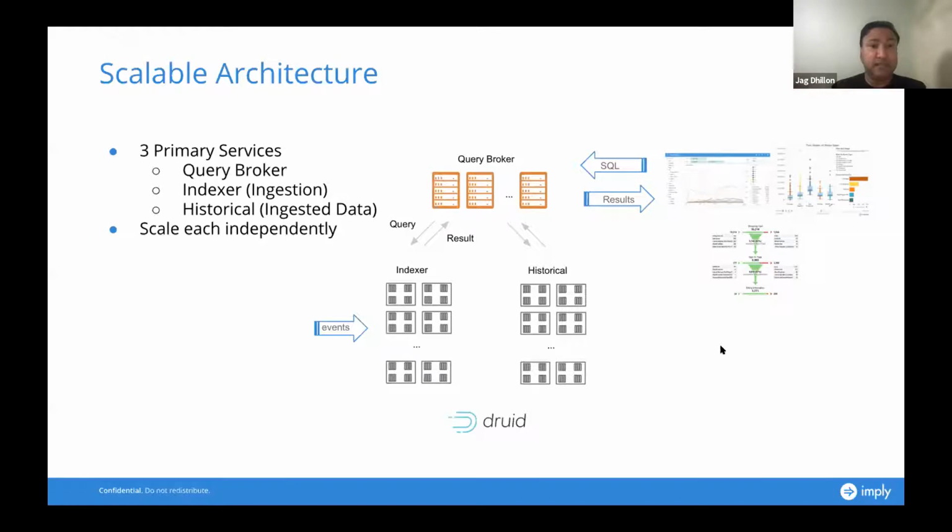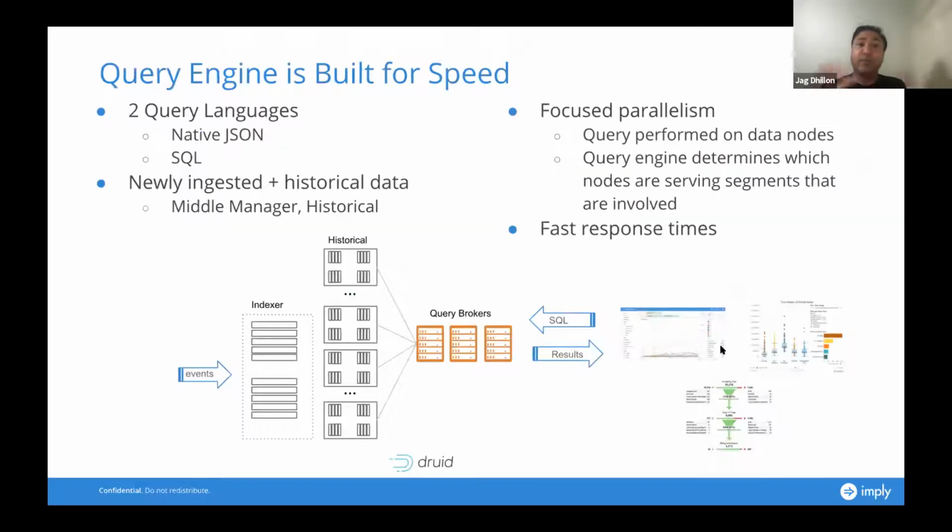Each of these scales independently. And the query engine is built for speed. So you can see newly ingested plus historical data, and you have the middle manager. The middle manager basically ensures all the data is going in the right direction, and the query brokers will be responding to one of these. And the users, as they're connecting, are getting the response very quickly. The query is performed on the data nodes, and the query engine determines which nodes are serving the segments that are involved. So sometimes you might have historical data sitting in cold storage, but it can have dedicated lanes to that data depending on how often it is accessed.